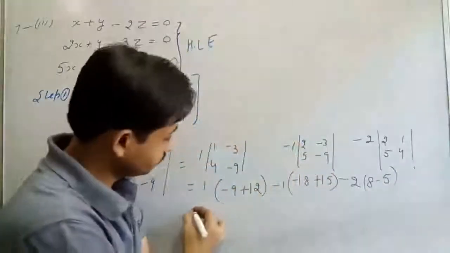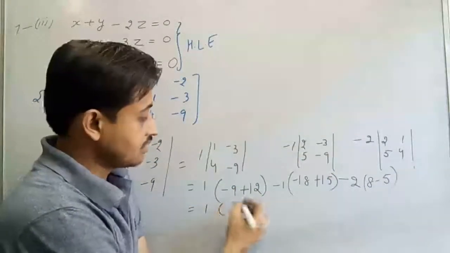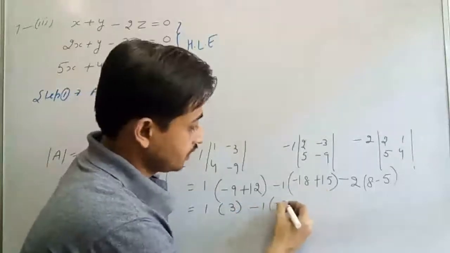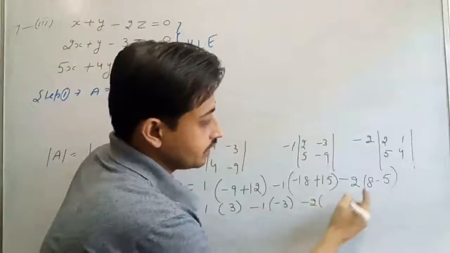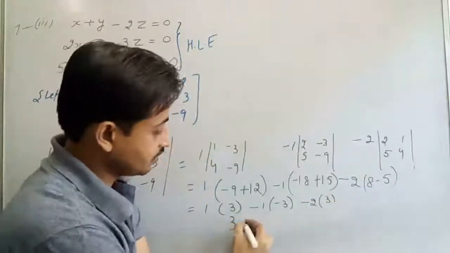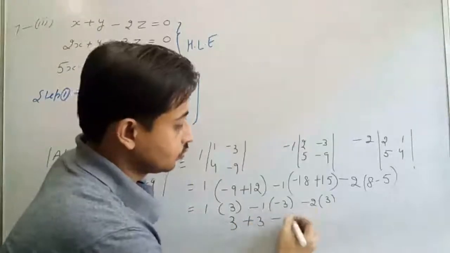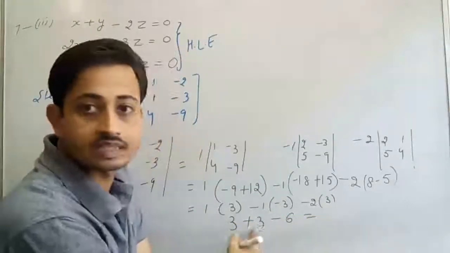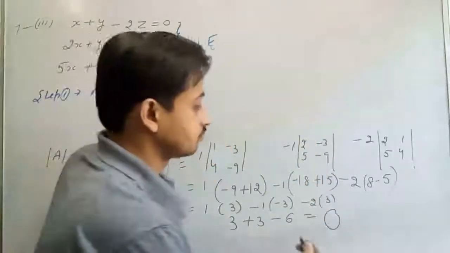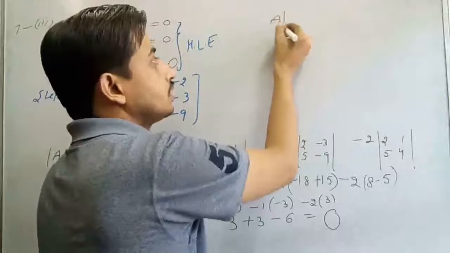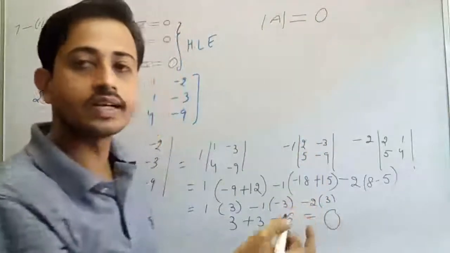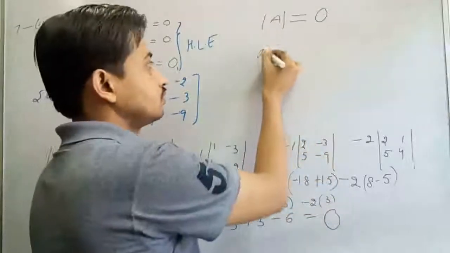Now solve further. 1, minus 9 plus 12, we get 3. Minus 1, minus 18 plus 15, minus 3. Minus 2, 8 into 8 minus 5, 3. So this is 3, negative becomes 3. 3 into 2, 6. So 3 plus 3, 6 minus 6, we get 0 again. Determinant is equal to 0. What? We get non-trivial solution.